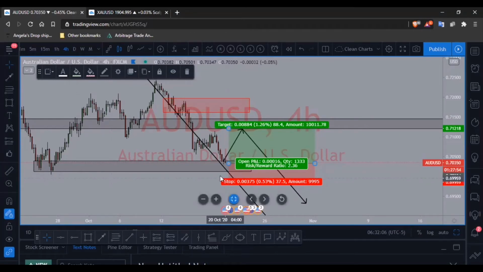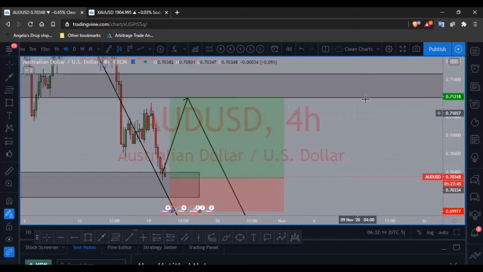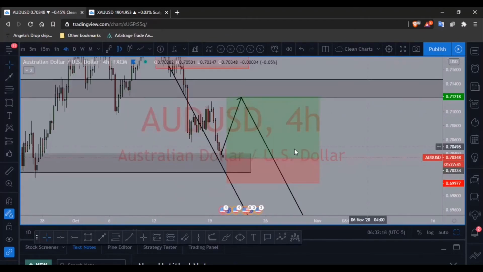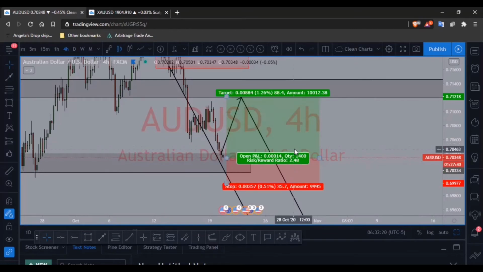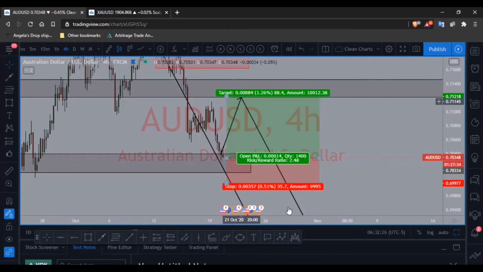I don't like that. This is better, I suppose. It's a 1 to 2.5 basically. Like I said, if you're a risky trader, you can take this. I don't personally want to get into this. I'd rather just be patient and wait for a better setup. But yeah, buy from here, take it to the downside.